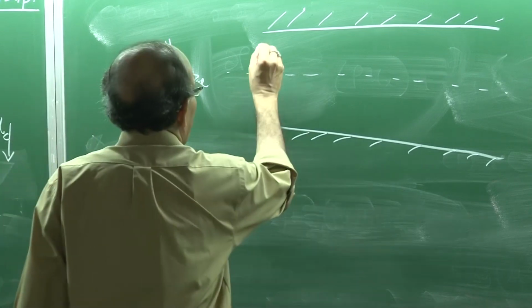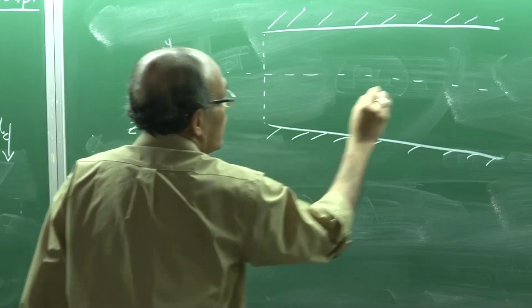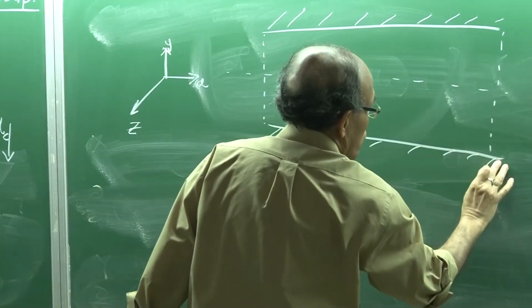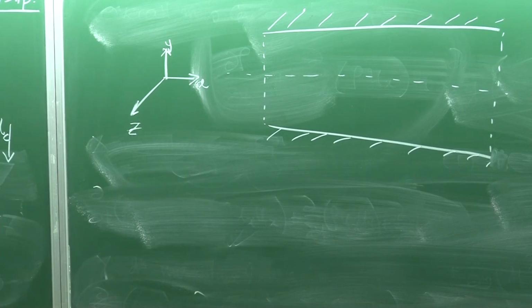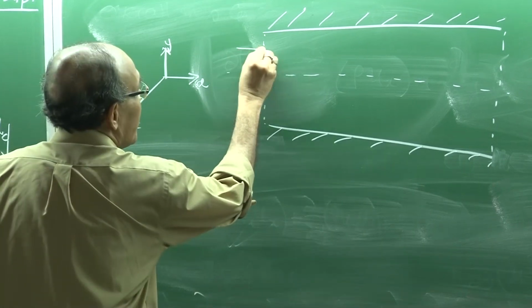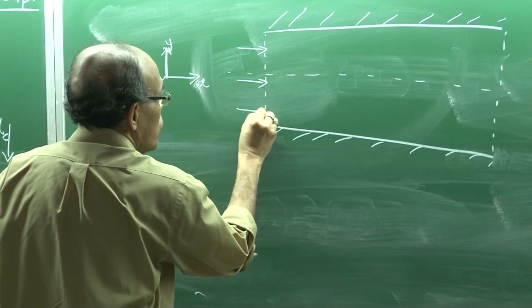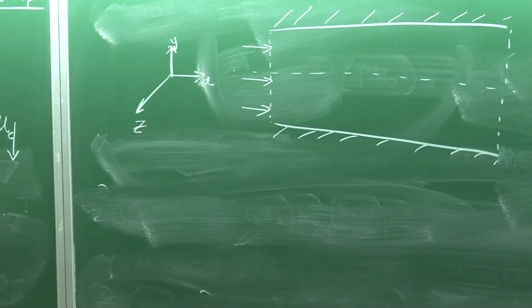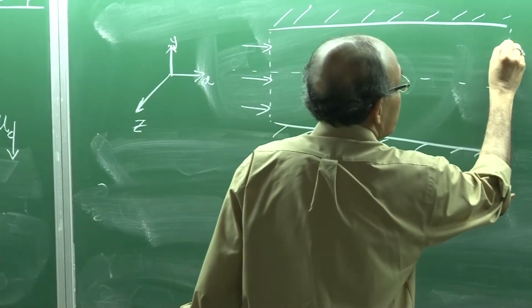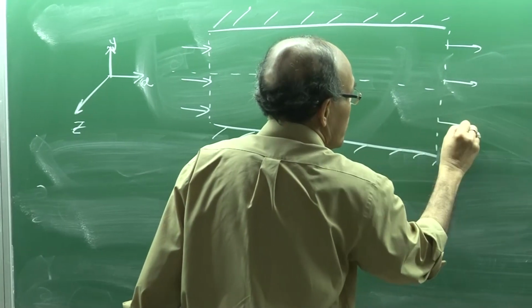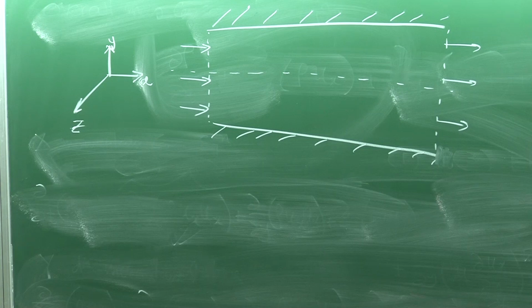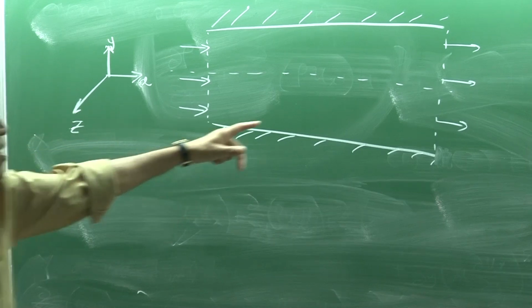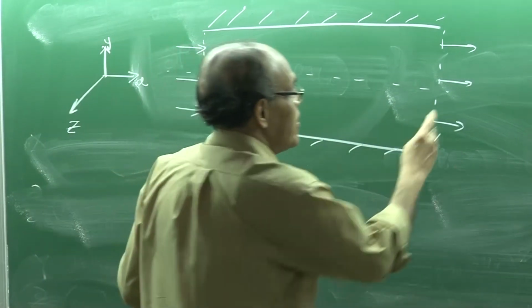And suppose we have an entry region, and we also have an outflow region. So, in most of our problems, we will not get this kind of a scenario, but this is called an outflow basically.